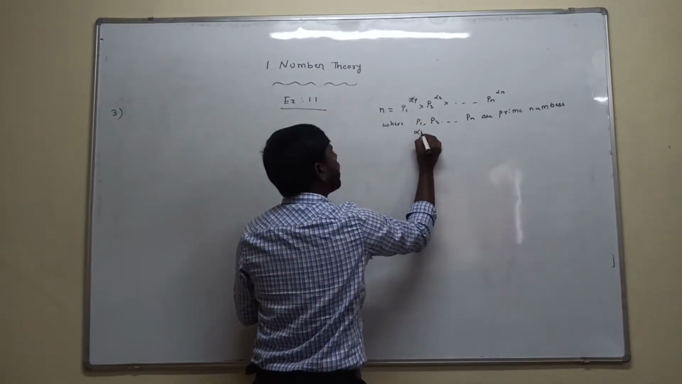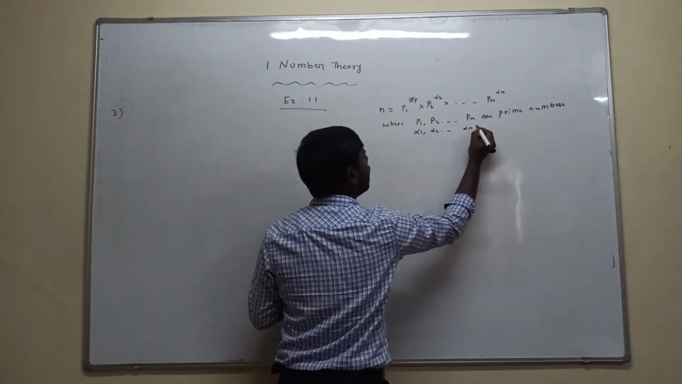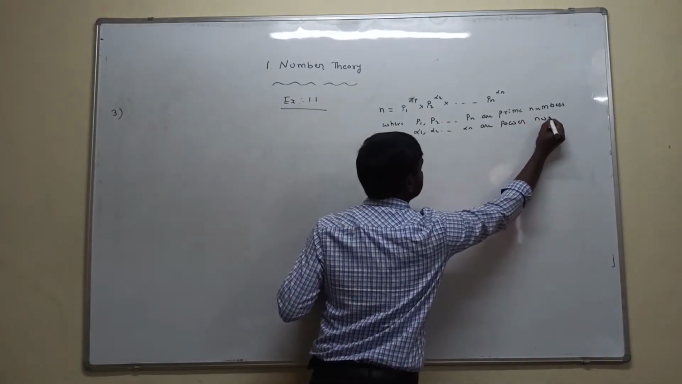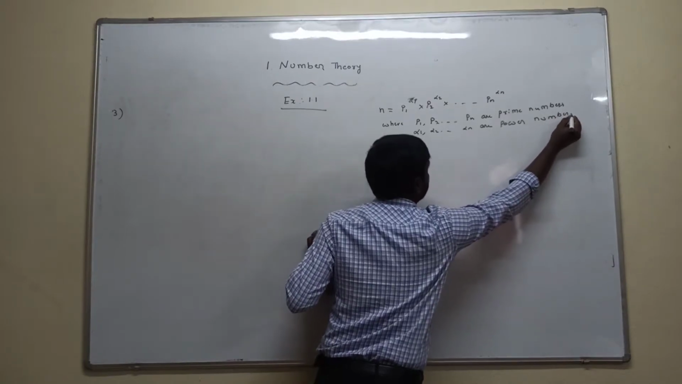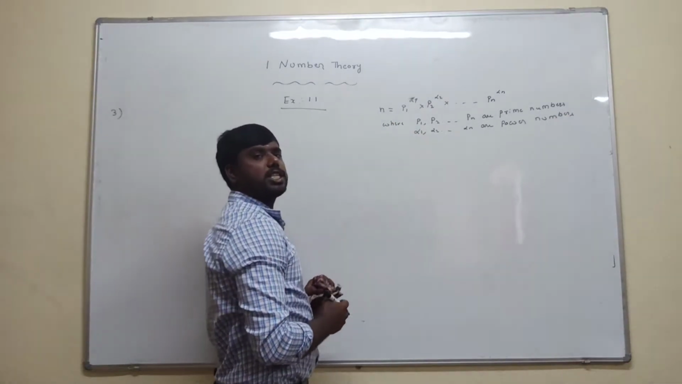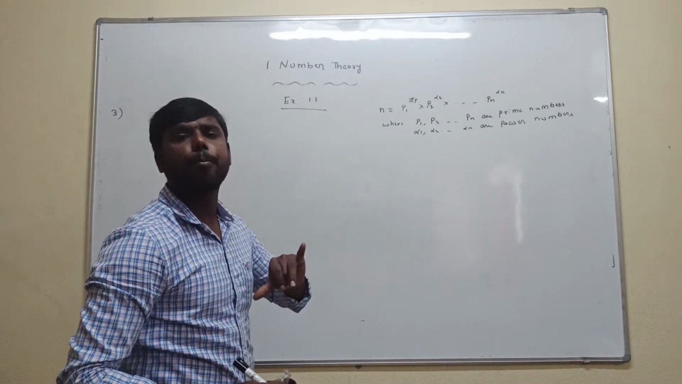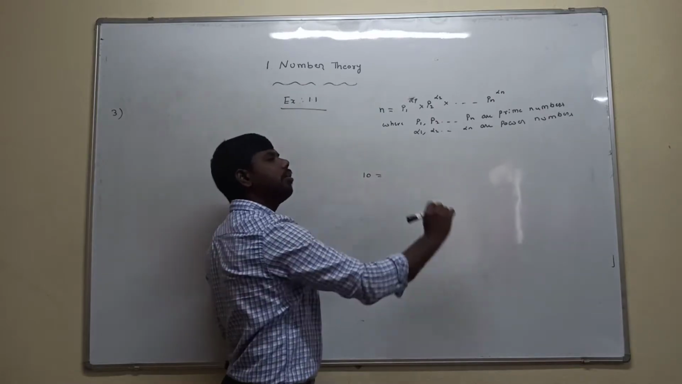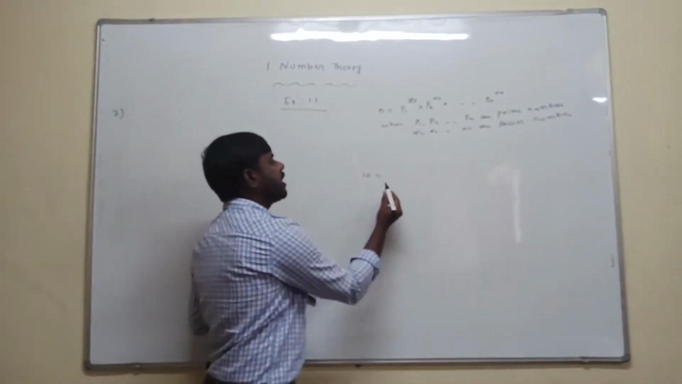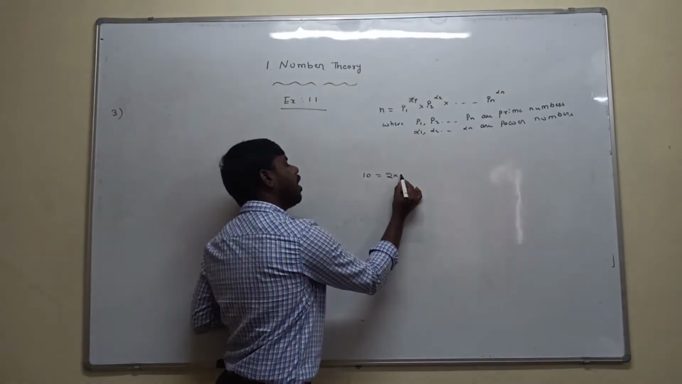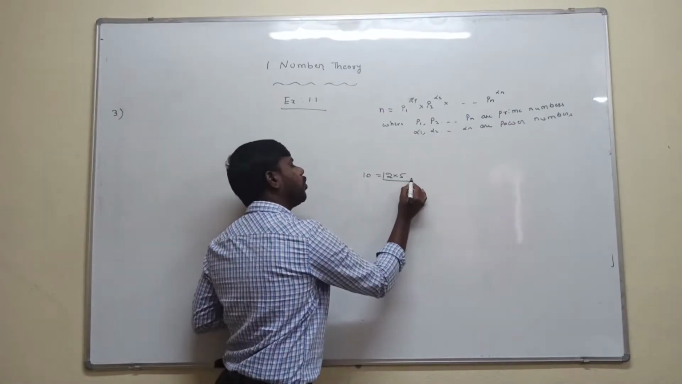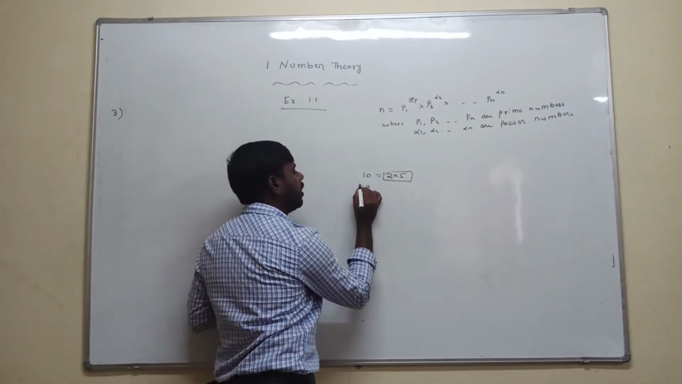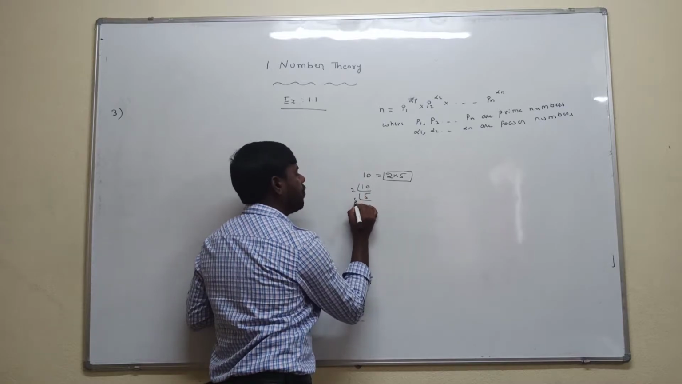and alpha 1, alpha 2, so on alpha n are the power values. Here let n be expressed as a product of prime numbers. Observe here, 10 is the product of what prime numbers? 10 can be written as 2 into 5 or 5 into 2. This is the product of prime numbers. Or else, by using the division method, 2 into 5 is 10, 5 is 5.